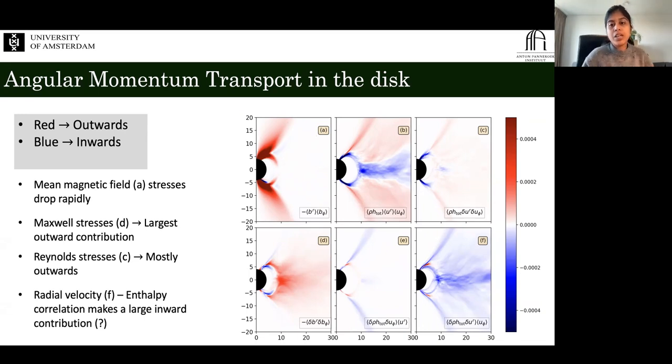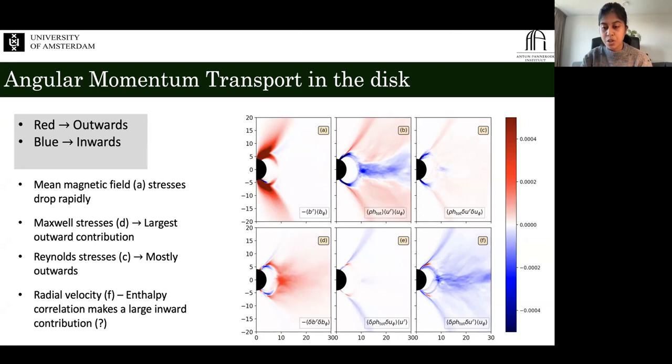Now, while we were trying to make sense of all this, one really interesting thing came out of it. Before I go into this, this panel is showing you the mean velocity field stresses, where you have inward angular momentum transport in the disk and in the columns, which is expected. So you transport angular momentum inwards through the disk and in the column. And then you have an outward angular momentum transport in the winds.